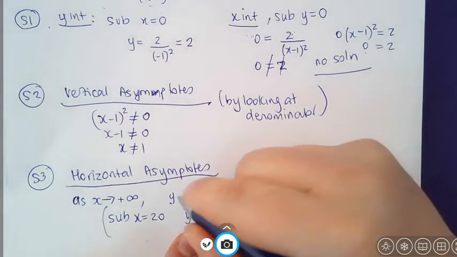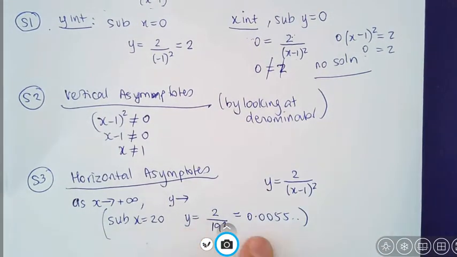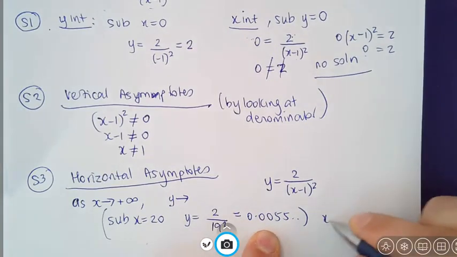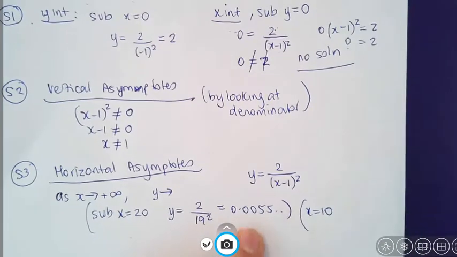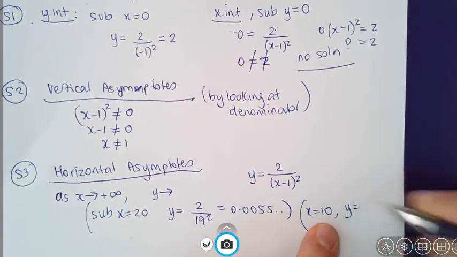So what do you think y is approaching? All right, what about if x was 10? Good, y is approaching 0. Let's say x was 10. What would you get for y?